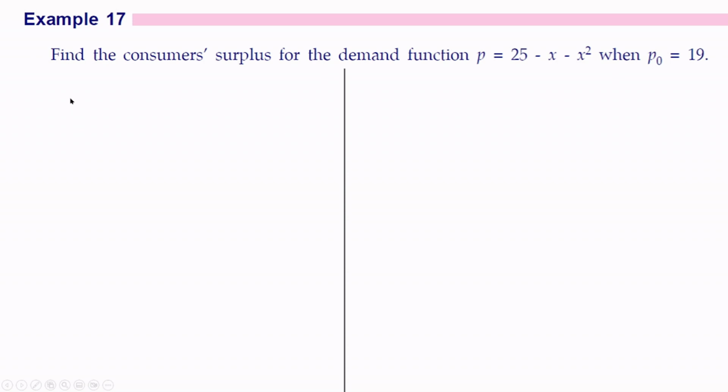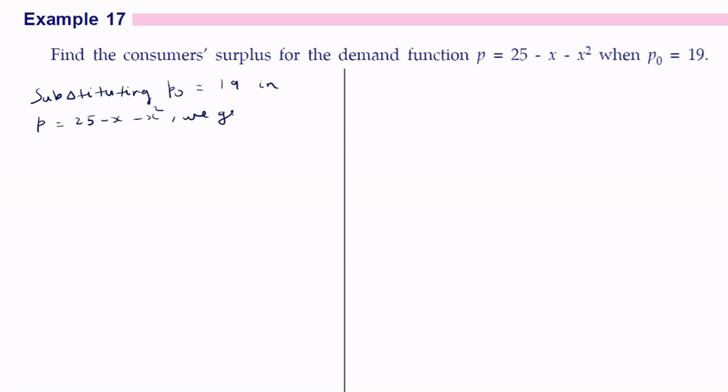Let us continue with examples. Find the consumer surplus for the demand function P equal to 25 minus x square when P0 is 19. So here they have given the price P0. For this price P0, we have to find the quantity demanded X0. So let us substitute P0 equal to 19 in P equal to 25 minus x square.